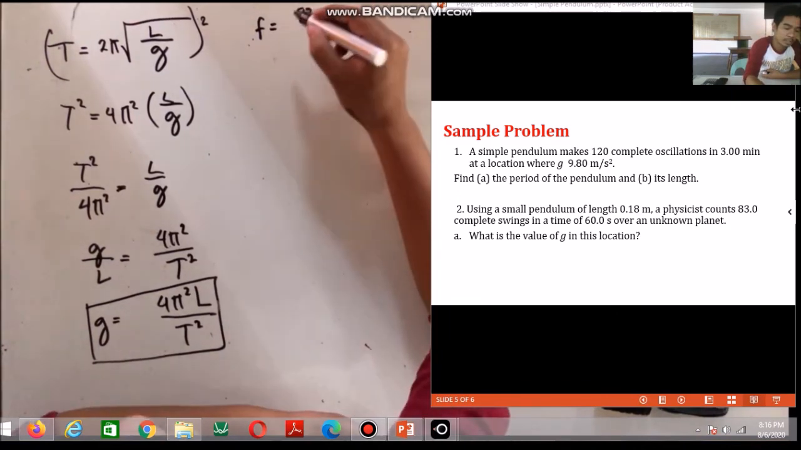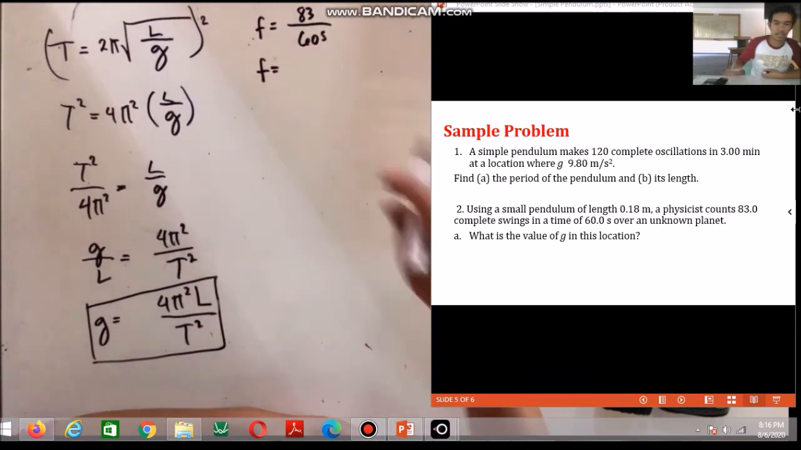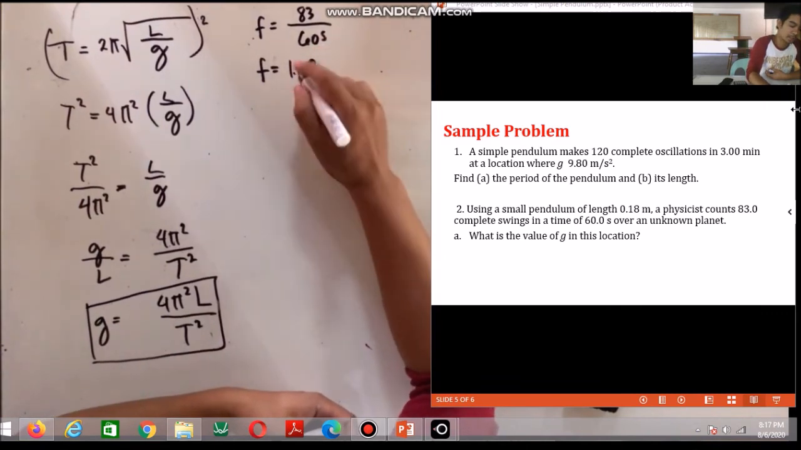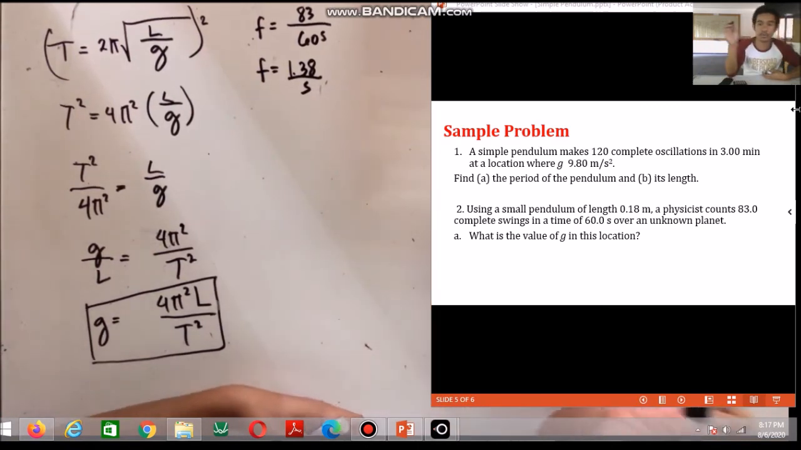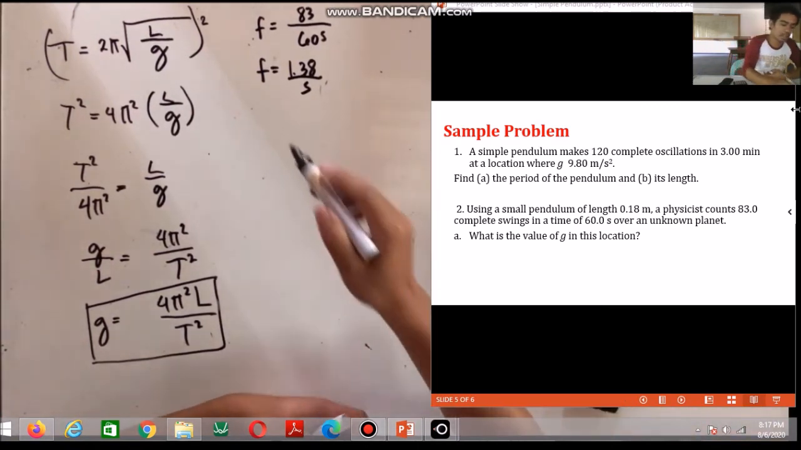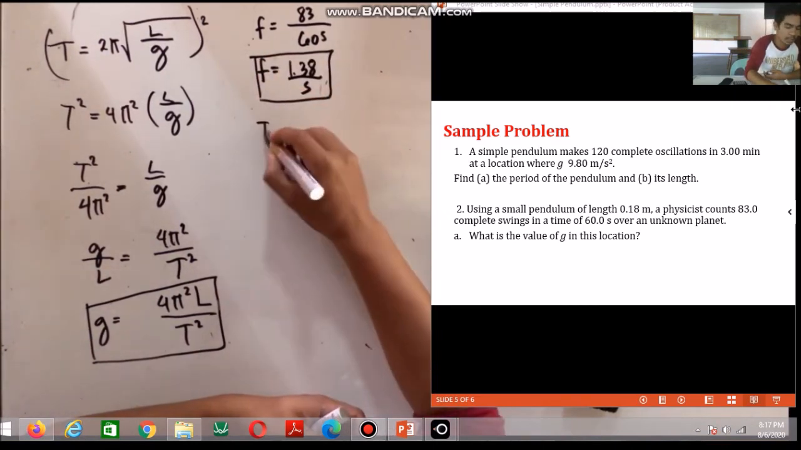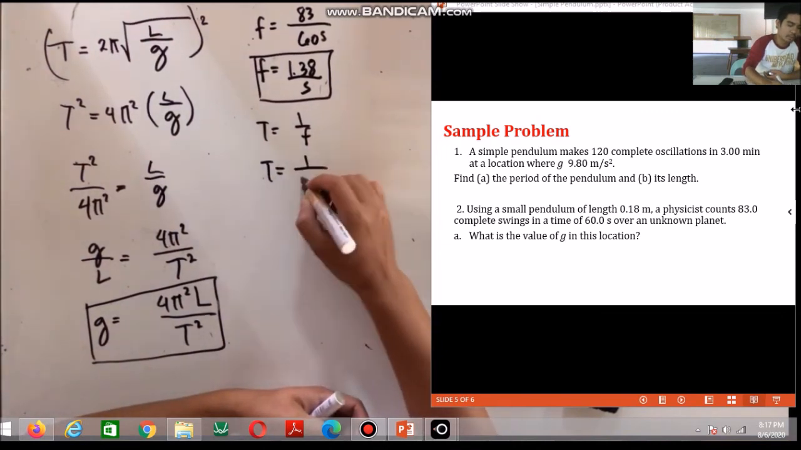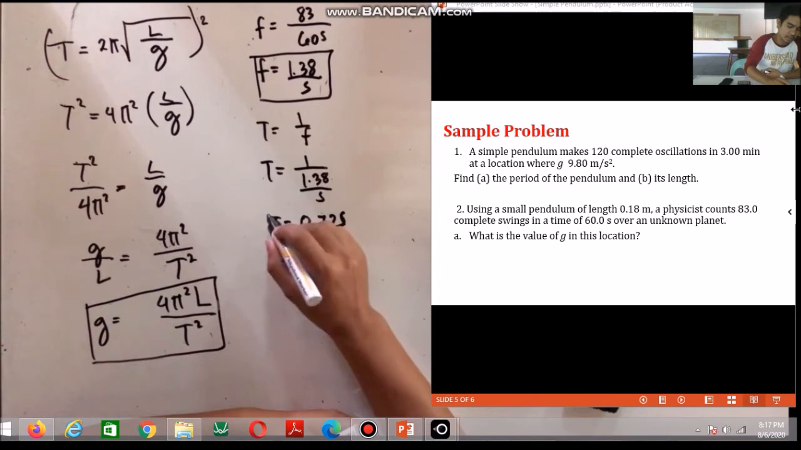83 complete cycles over 60 seconds. Okay, so the frequency is 1.38 cycles per second. So it can move 1.38 cycles in 1 second. That's the frequency. So what's the period? T is 1 over f. So the period here is 1 over 1.38 per second. Then the period is 0.72 seconds. So we have the period.